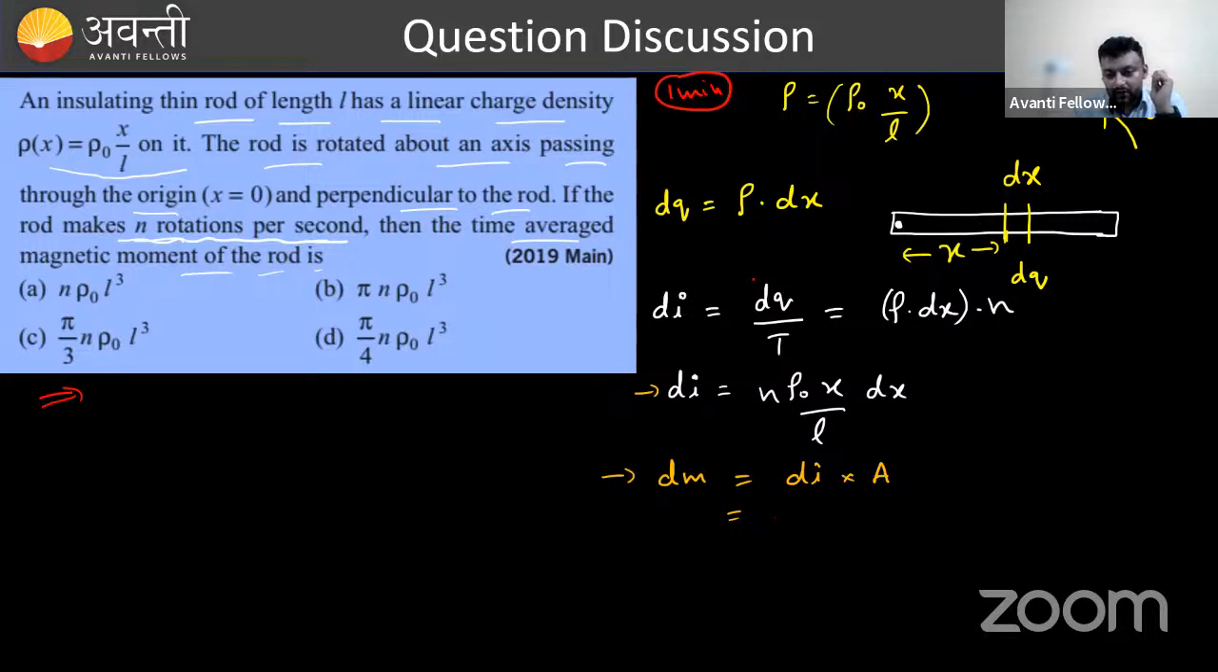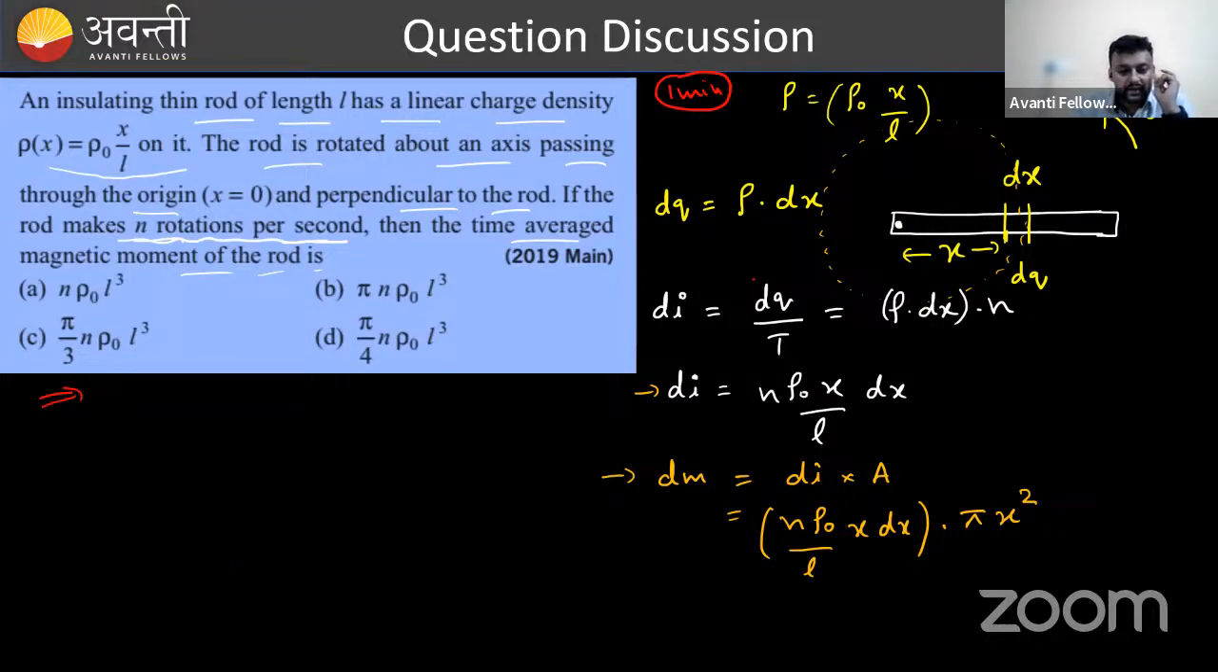I is what I am putting the value: n rho naught by L x dx. This is di. Area is what? Pi, and if you see, this will be the circular path for this small element. What is the radius of the circular path? You can see x. So area is pi x square. This is the magnetic moment of this small element.